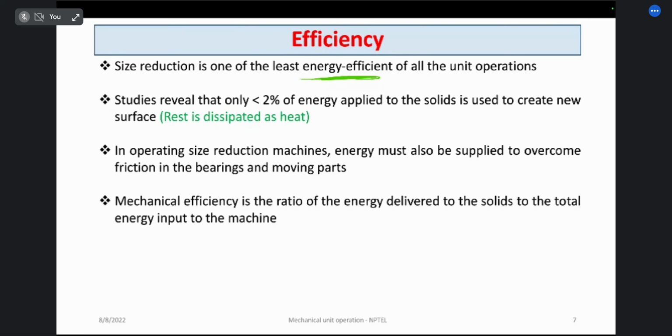The mechanical efficiency is the ratio of the energy delivered to the solid to the total energy input to the machine. Obviously, we have whatever amount of energy we give as input to the machine, and what we get is the energy delivered to the solid, the amount of energy that actually reaches the solid. That is known as the mechanical efficiency, which we calculate in order to judge the effectiveness of our equipment. The efficiency only ranges from 25 to 60%. So most of the time these are very inefficient processes.